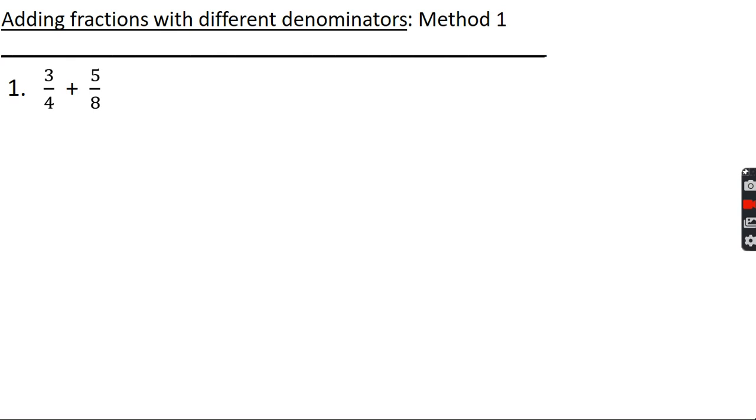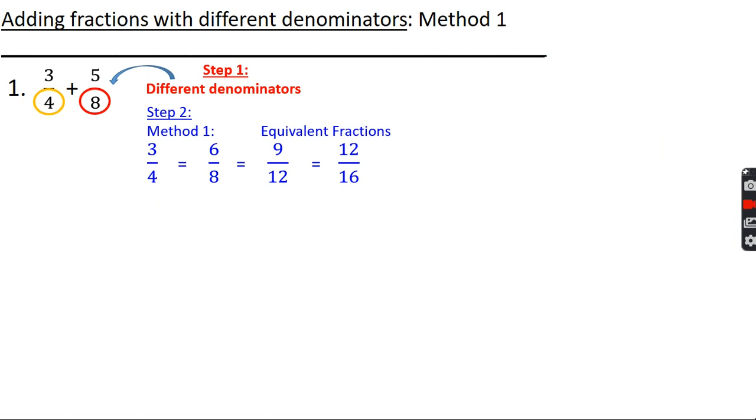3/4 plus 5/8. Now step 1 is identify whether the denominators are the same. I have quarters and eighths, therefore different denominators. Step 2, change the denominators so that they are the same. So let's write down the equivalent fractions of 3/4. We have 3/4, 6/8, 9/12, and 12/16. I'm going to stop there so that we can look at our calculations.